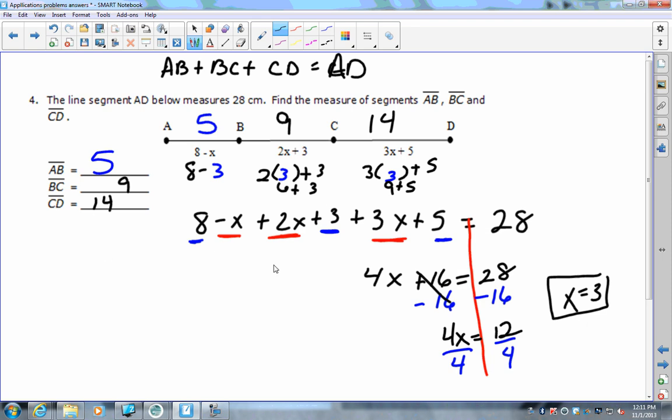To double check yourself and make sure you did it right, take these three numbers and what should it equal? 28. And so just make sure that you've done it right. That's how you can check and make sure. All right, let's go to number 6.